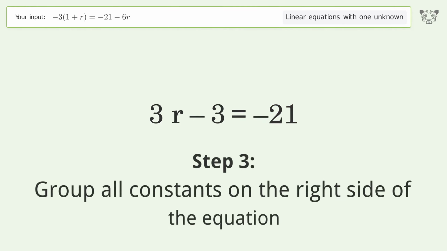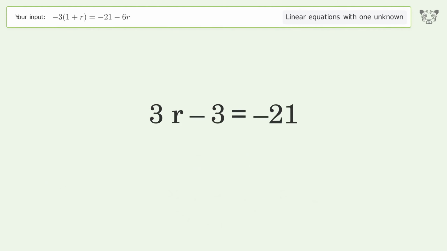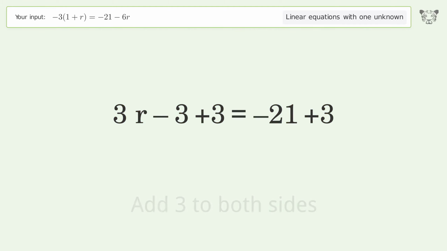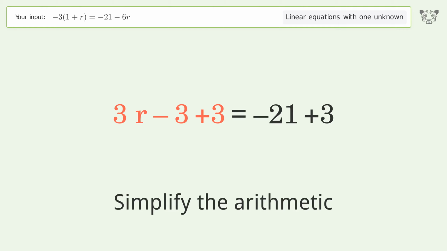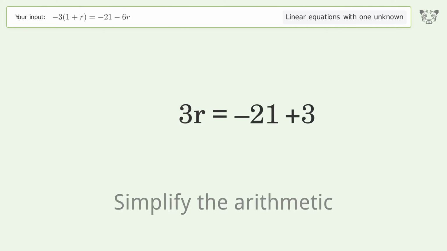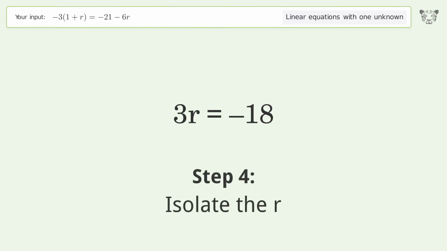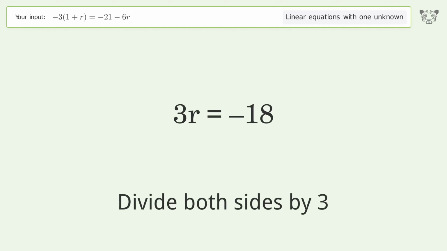Group all constants on the right side of the equation. Add 3 to both sides. Simplify the arithmetic. Isolate the r. Divide both sides by 3.